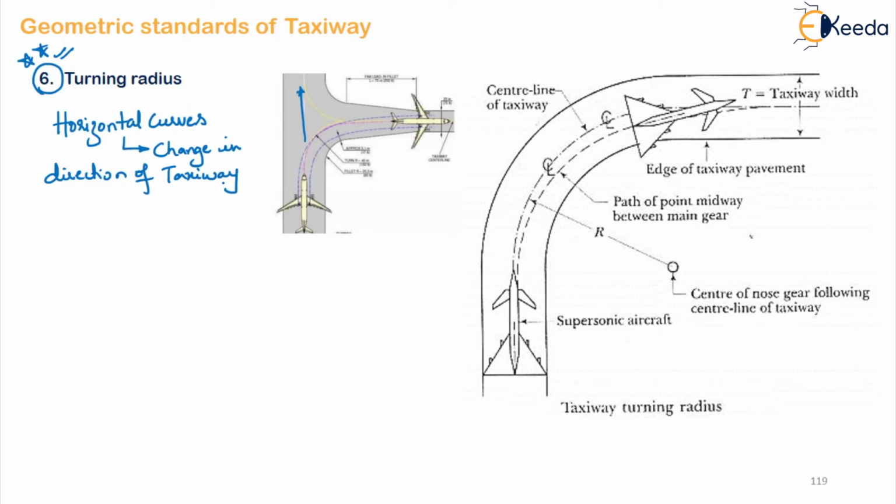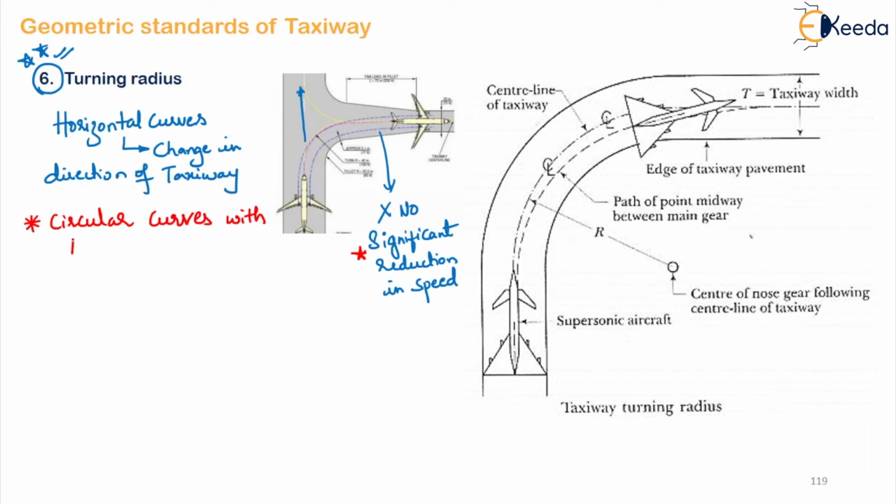Now it is very necessary to design the curve in such a way that your aircraft can negotiate it without significantly reducing the speed. Whenever the horizontal curve is being used by the aircraft, we have to make sure that there is no significant reduction in speed. To achieve this, we have to give circular curves with large radius. And if you want to get the radius, you can use the formula R = V² / 125f.